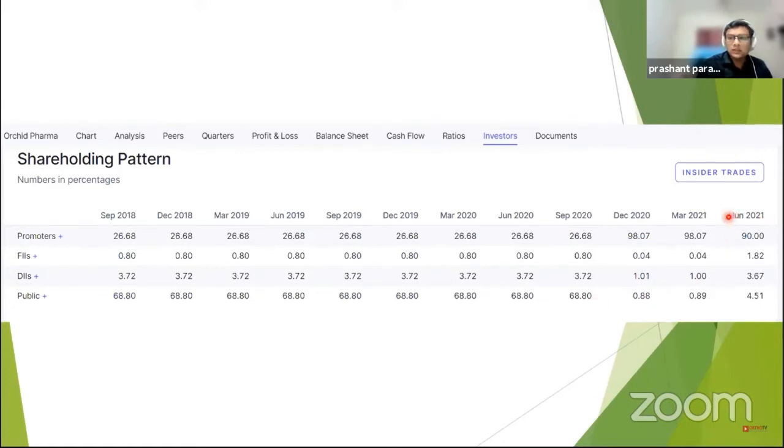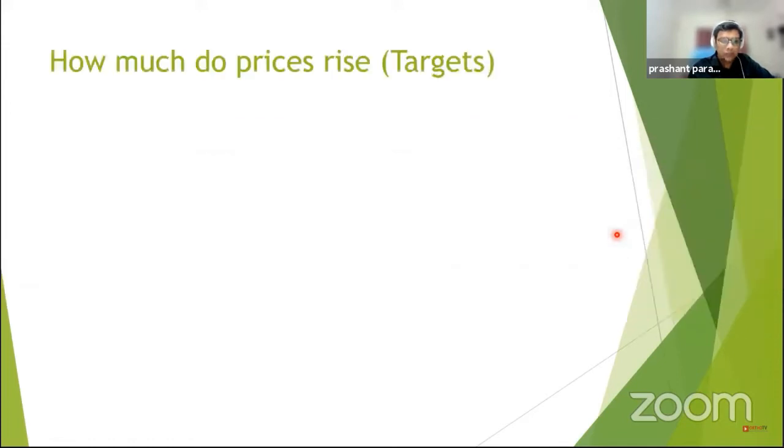And once in June 2021, promoters exited 8% of their share, prices came down very rapidly. But the 8% exit did not cause any harm to them because prices had already increased 149 times. So promoters have made more money than what they invested in buyback at this level. This is a very important concept to understand.